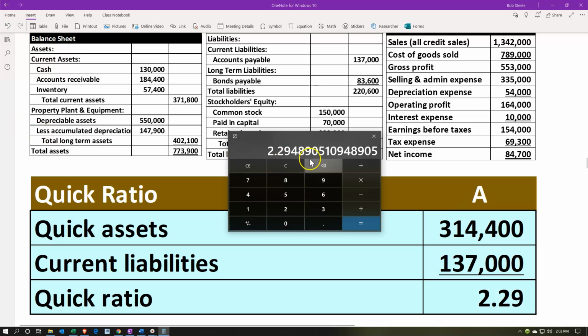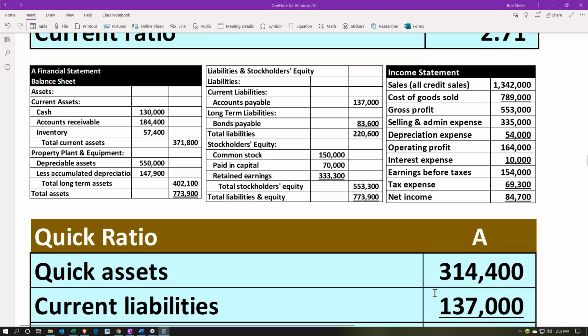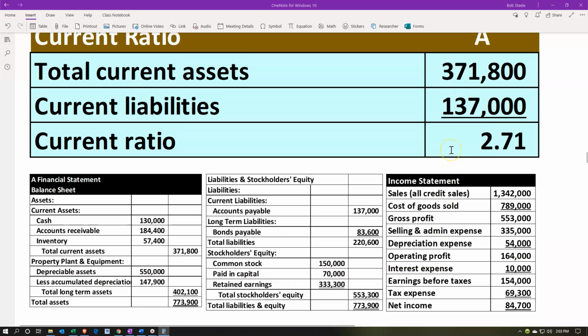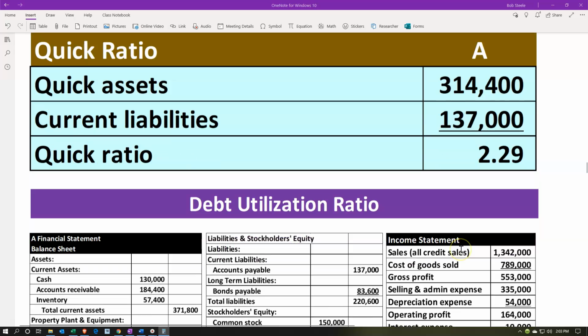That gives us 2.29. So we could still pay off the current liabilities, even if we got rid of inventory totally, 2.29 times. This is a more restrictive ratio, therefore it will always be lower than or even to the ratio up top at 2.71, meaning if they don't have inventory, it might be the same. It wouldn't be worth calculating possibly. But if they have inventory, then this ratio is always going to be less, because that's the point. It's a more restrictive ratio.